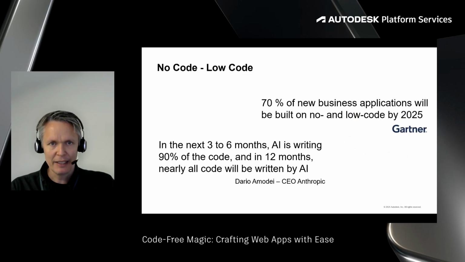And Gartner predicts that by the end of this year, 70% of new business applications will be built on no-code and low-code. And Dario Amodei, CEO of Anthropic, has said that within 3 to 6 months, AI is writing 90% of the code, and in a year, nearly all code will be written by AI. And that is not only for no-code and low-code, but part of the no-code, low-code platform is writing code using AI behind the scenes.